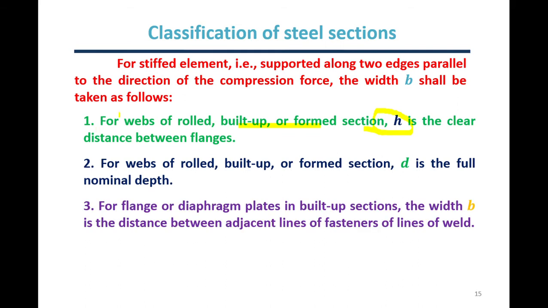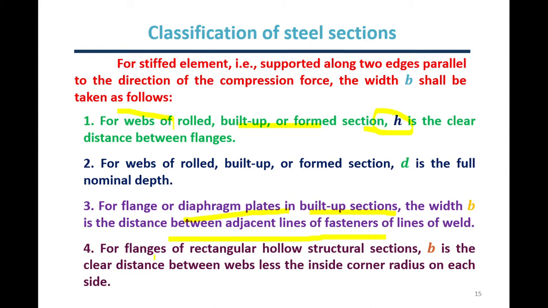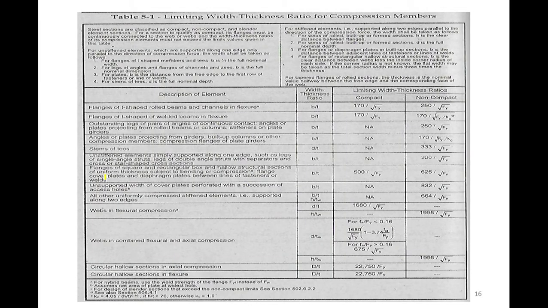For the flange or diaphragm plates in a built-up section, the width b is the distance between adjacent lines of fasteners or lines of welds. For flanges of rectangular hollow structural sections, b is the clear distance between the webs less the inside corner radius on each side. So these are the tables.